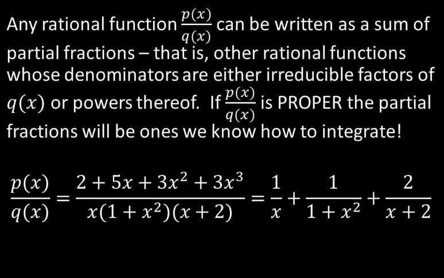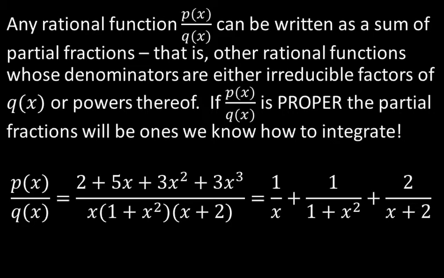Any rational function, p of x over q of x, can be written as a sum of partial fractions. That is, other rational functions whose denominators are either irreducible factors of q of x or powers of those factors. If p of x over q of x is proper, the partial fractions will be ones that we know how to integrate. Now, I just want to show you an example. That's a lot of words there.